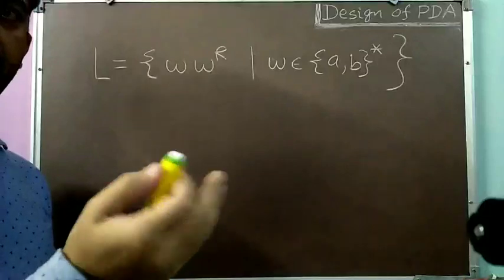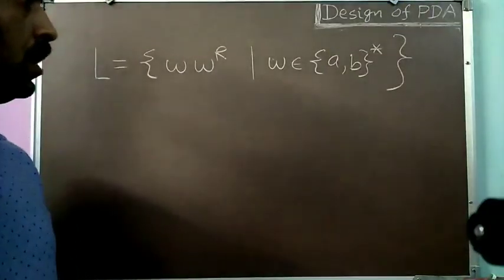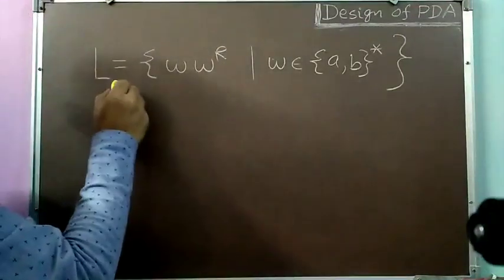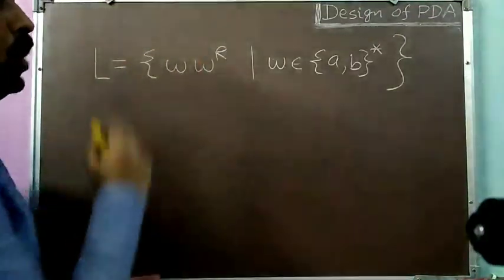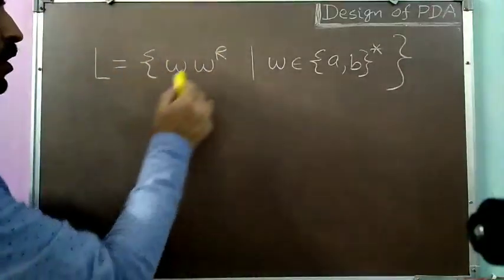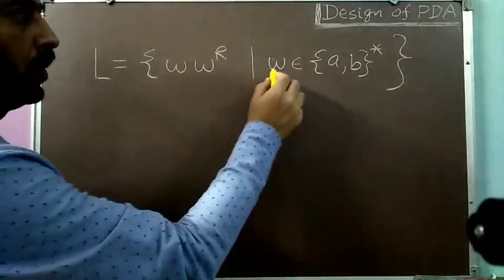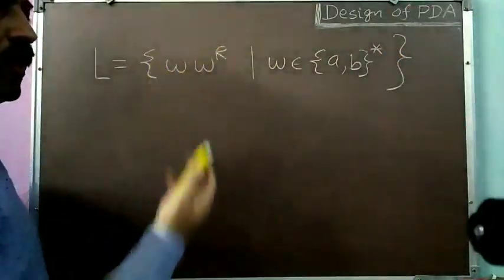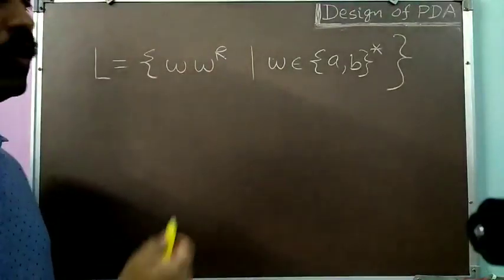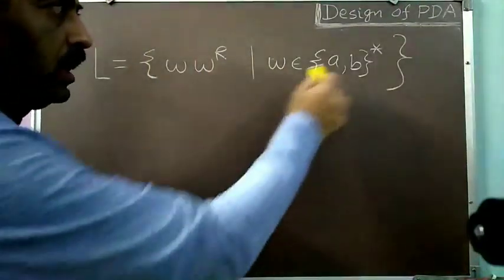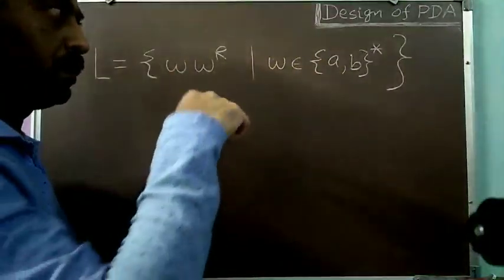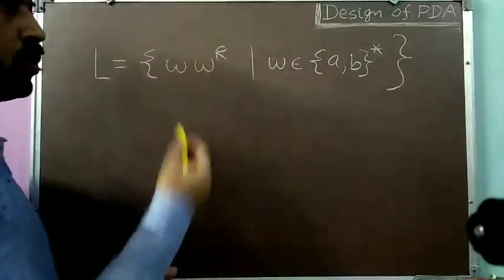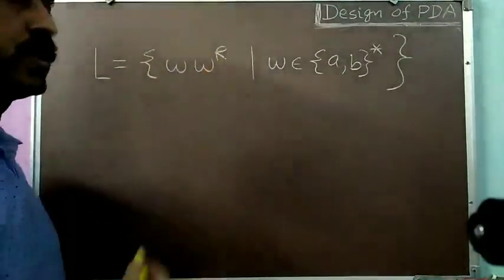Now, on the basis of the example we have just described, I wish that you attempt one problem at home. That problem is L equals W W^R. The format of the words in this language will be of the form W W^R, where W belongs to {A, B}*. Means the words in this language will be the palindromes, and these palindromes will be over this alphabet A and B. Now, as in the previous example, there is no separator present. So C is not there in the language.